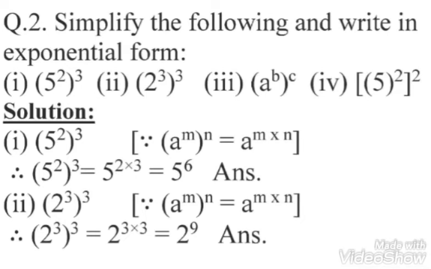Part 2, 2 raised to the power 3 whole raised to the power 3. As we know, a raised to the power m whole raised to the power n is equals to a raised to the power m into n. Therefore, 2 raised to the power 3 whole raised to the power 3 is equals to 2 raised to the power 3 into 3, that is 2 raised to the power 9.